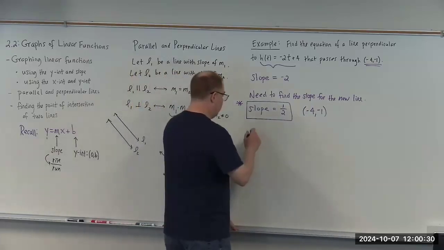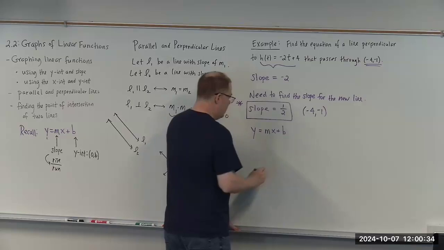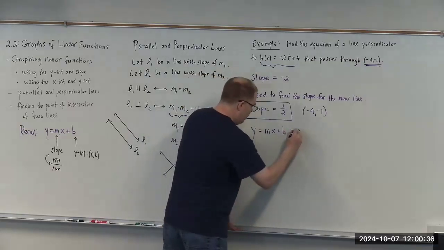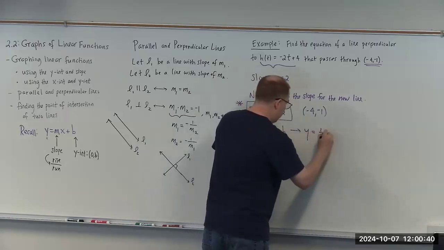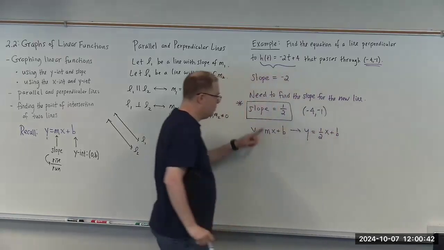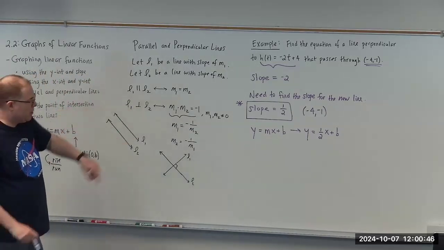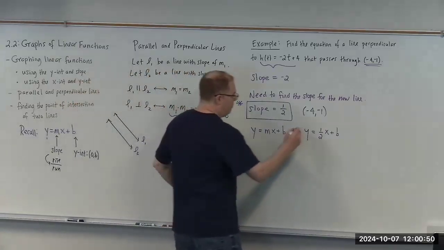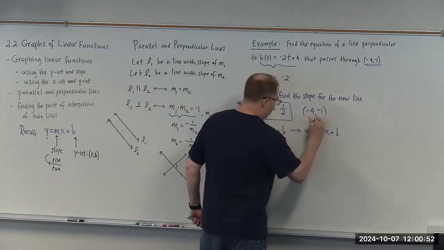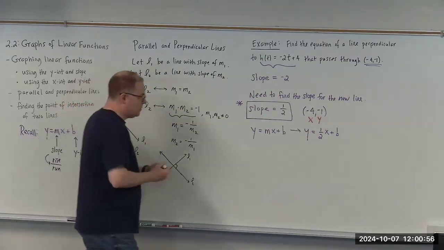So we have y equals mx plus b. This is going to be y equals 1/2 x plus b, using our new slope value. And now to solve for b, we just need to plug in the x and y that we're given here.